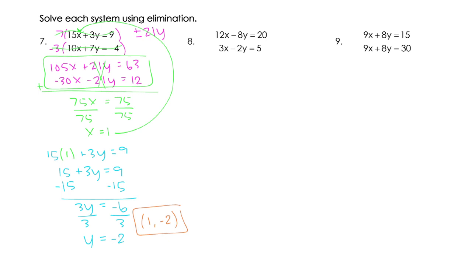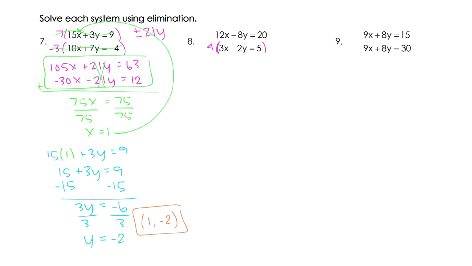Okay, looking at number 8. So I'm looking for opposite coefficients. I don't see that. I also don't see two numbers that are the same, so just multiplying by negative 1 is not an option here. So then I ask myself, can I multiply something by 3 to get to 12? And in this case, I could. I can multiply the bottom by 4 to get me to 12.